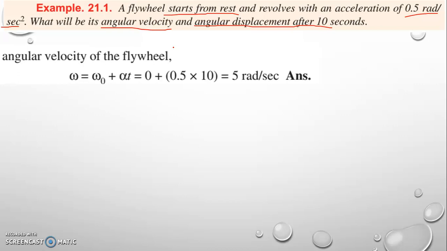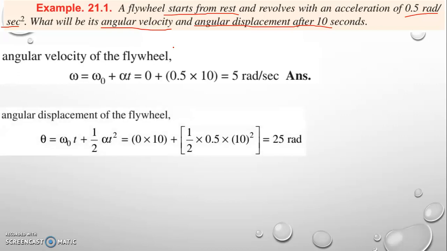So our answer will be 0.5 radians per second. And the second thing, we have to calculate the displacement. S is equal to ut plus half a t square, or theta is equal to omega naught t plus half alpha t square. Omega naught is equal to 0. We will be substituting half into alpha 0.5, t is equal to 10 seconds. We will get the displacement as 25 radians.